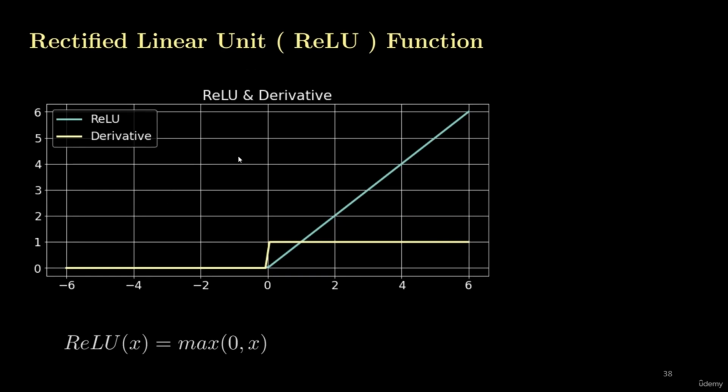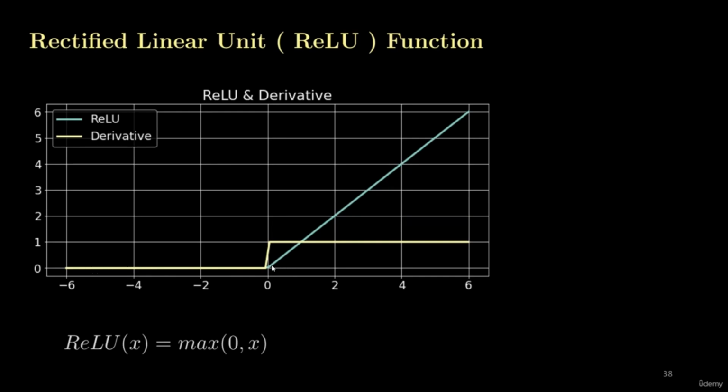Okay, so here we have ReLU and the derivative of ReLU. We can see that this light blue line is our ReLU function, and this yellow line is the derivative of the ReLU function. If we look at the ReLU function, it is 0 before 0. That is, for any negative value it is 0. If we pass a negative value to the ReLU function, it will give us 0.